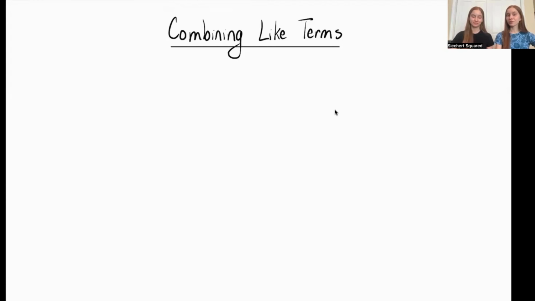So now that we've talked about like terms and just what terms are, we can go a step further and talk about combining like terms.